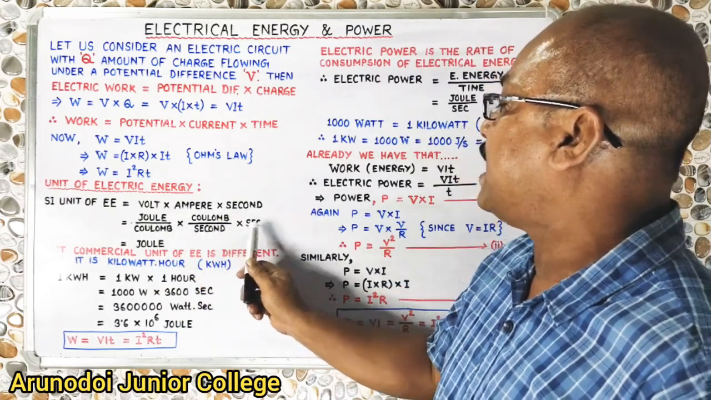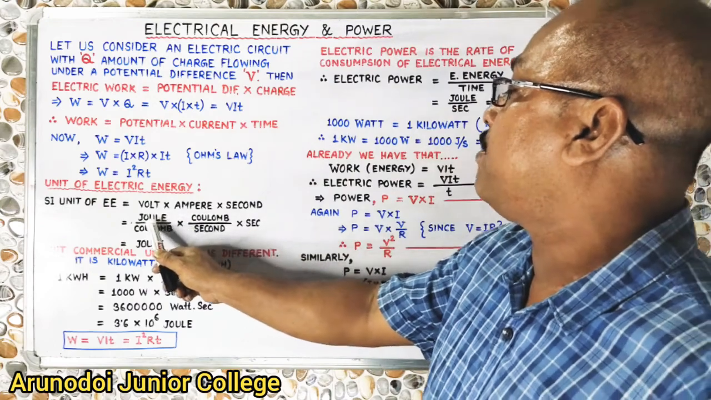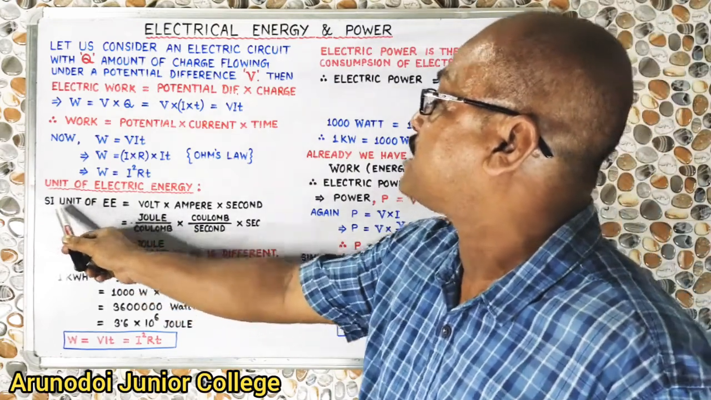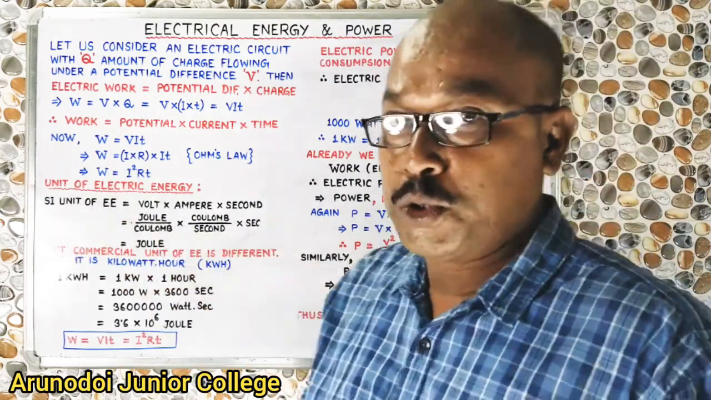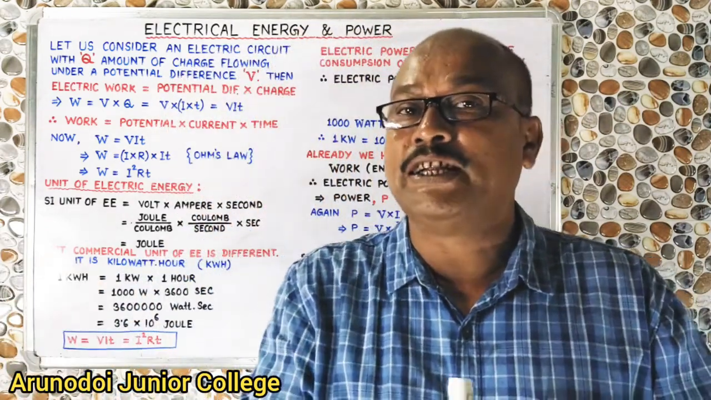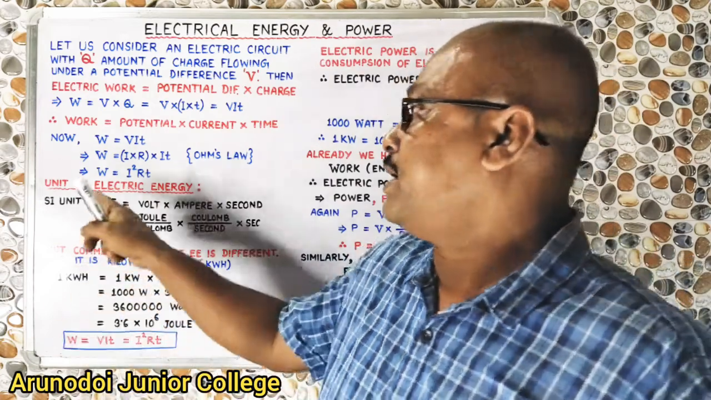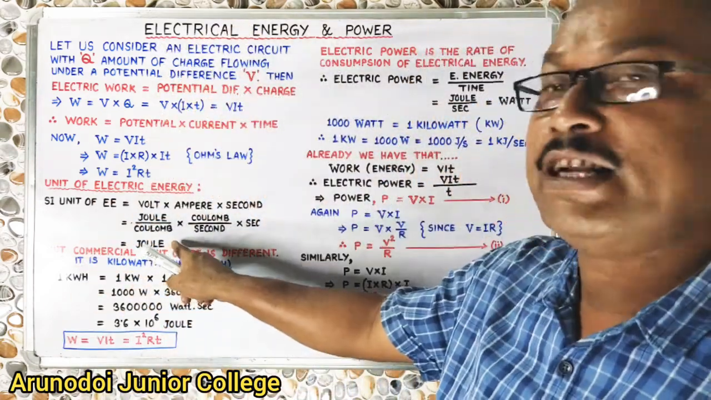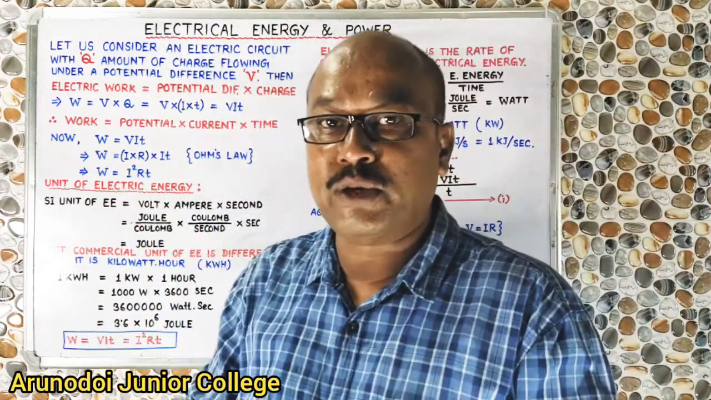You can cancel second into second. And finally what will remain? Only joule. So ultimately the SI unit of electrical energy will be joule. That is to say that work or energy both are calculated in terms of joule. So electrical energy is also calculated in terms of joule, and this is the SI unit.